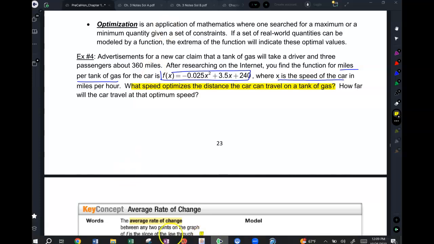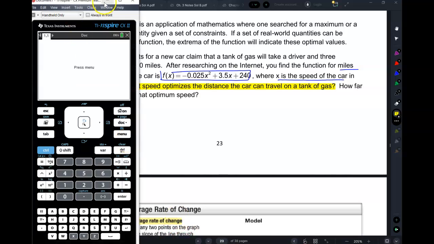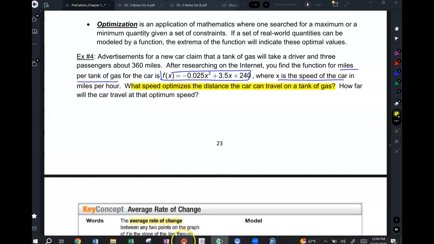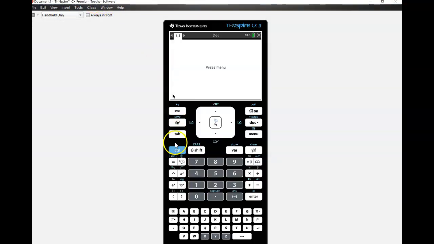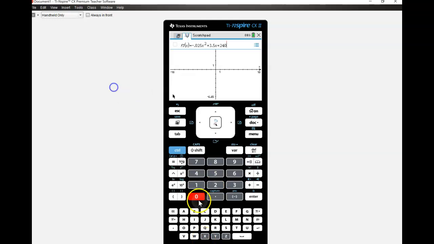Hang on. So here's what we're going to do. We're going to graph this. I know you guys know how to find the answer to this, but as always, it's the process that I want to find, okay? So let's go ahead and graph this one. This is going to be negative 0.1 x squared plus 3.5x plus 240. Enter. Okay, I don't see a thing.